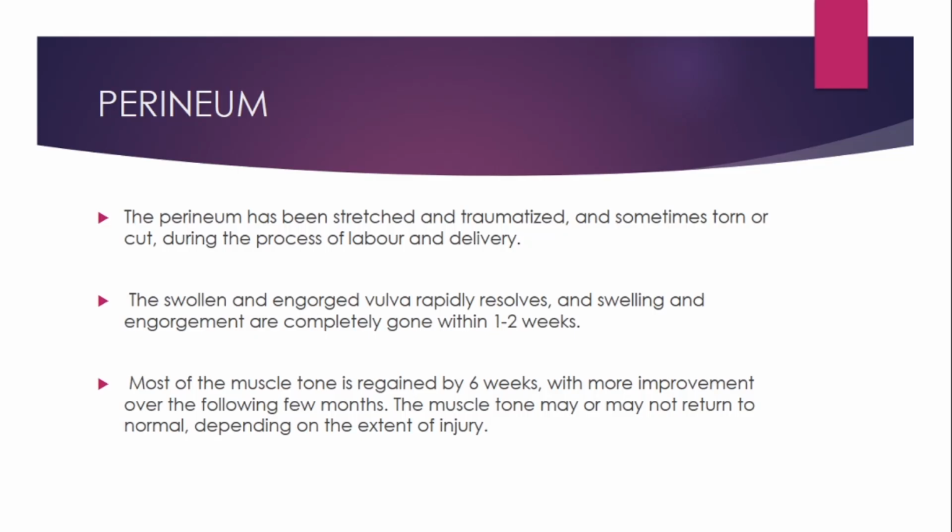The perineum would have been stretched and traumatized, and sometimes torn or even cut during the process of labor and delivery. The swelling and engorged vulva rapidly resolves, and swelling and engorgement are completely gone within 1 to 2 weeks. Most of the muscle tone is regained by 6 weeks, with more improvement over the following few months. The muscle tone may or may not return to normal, of course, depending on the extent of injury.